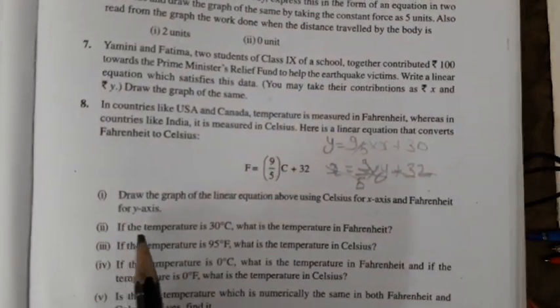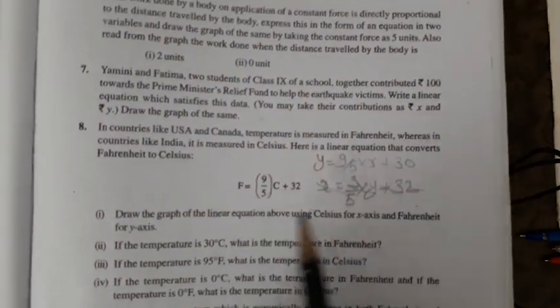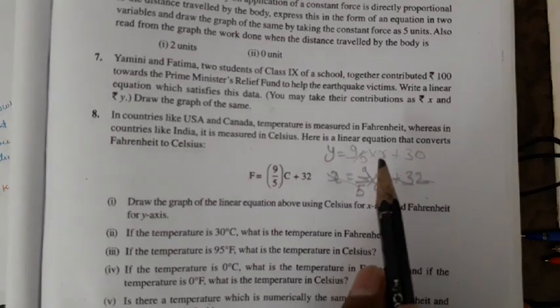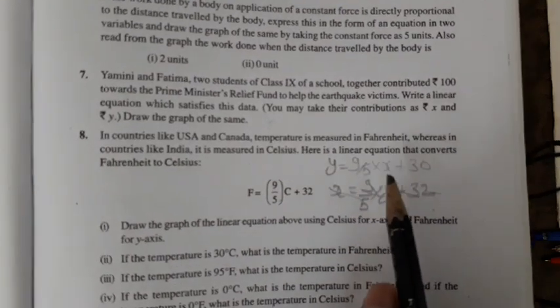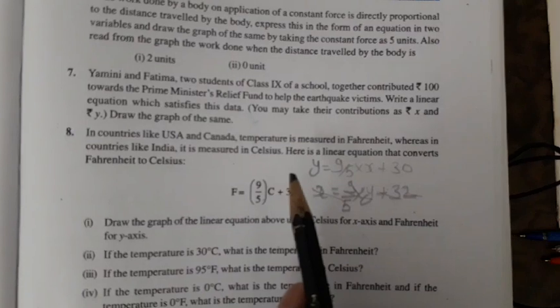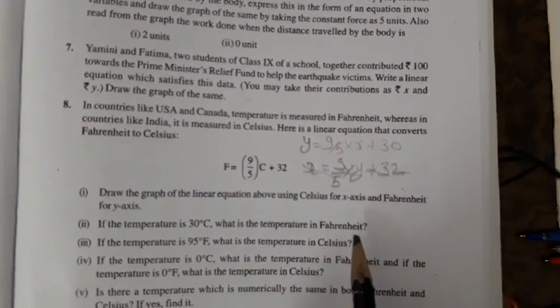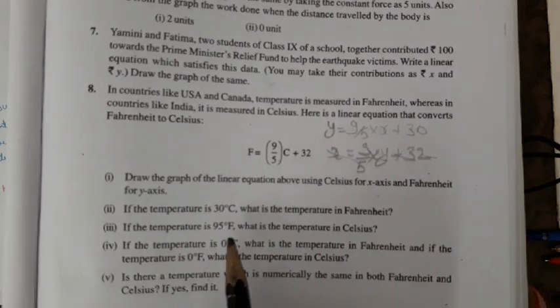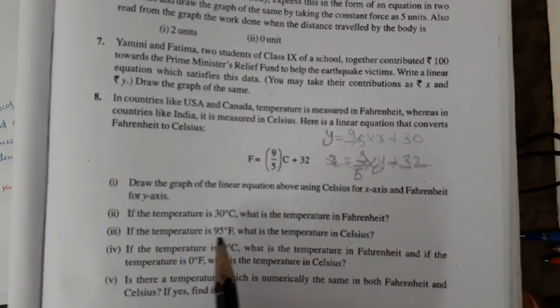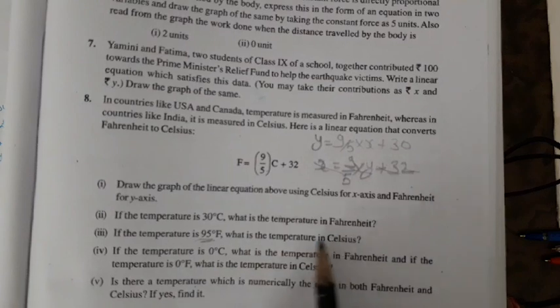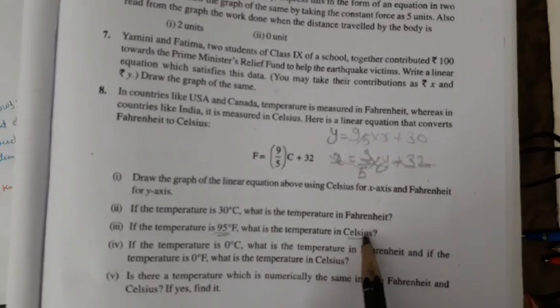Second point: the temperature is 30 degrees Celsius. So instead of C, or instead of x, you have to put 30. When you put 30 here and solve it, you'll get the value of y. So what is the temperature in Fahrenheit? You'll get the temperature in Fahrenheit. If the temperature is 95 degrees Fahrenheit, then instead of y you have to take 95. Then you'll get the value of Celsius, the value of x.